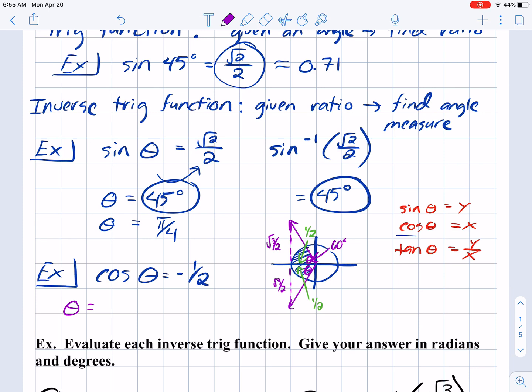Okay, so that would be 180 minus 60, 120 degrees. And I have two answers here, 180 plus 60, 240. Okay.